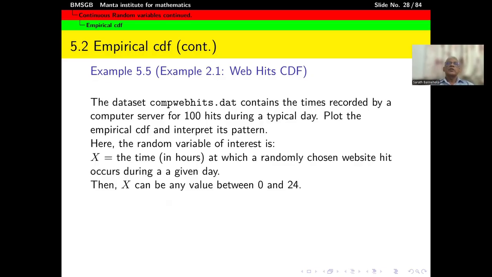We will have several values where different customers have entered the website, right? So for the whole day, there may be more than 100 observations, a population of values. Here, we are given only 100 of those values. Therefore, we can consider it as a random sample of those X values coming from a certain population. So X is the time at which a randomly chosen website hit occurs during a given day, right? So then X can be between 0 and 24. So I have 100 observations between 0 and 24.